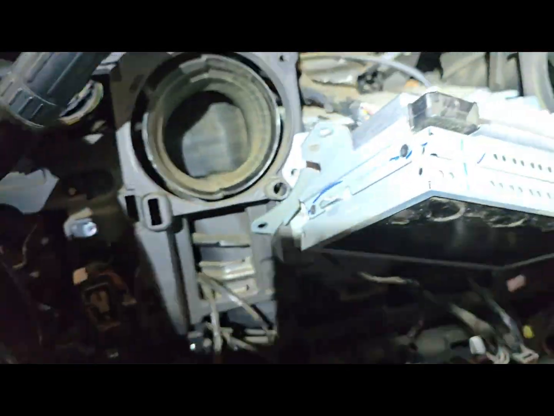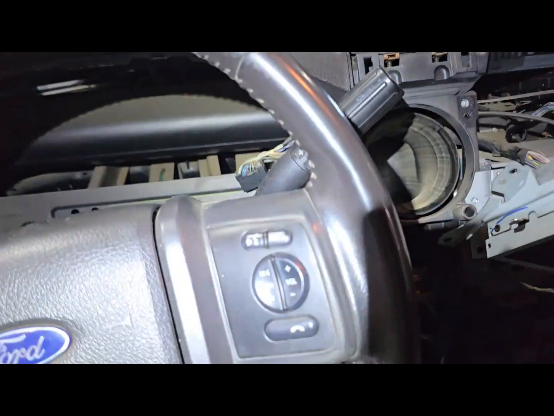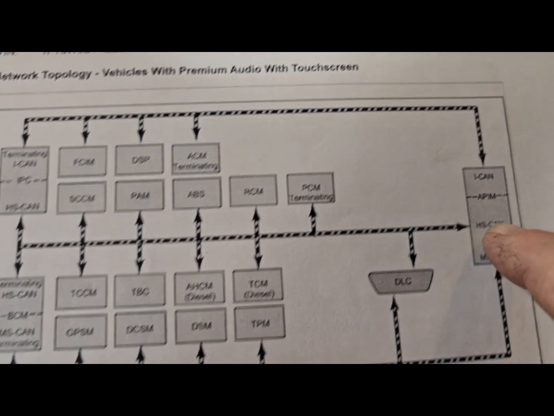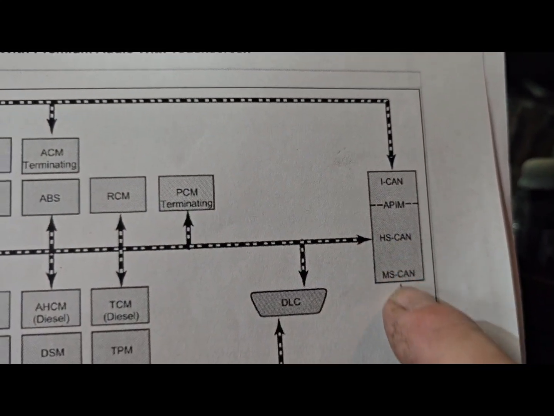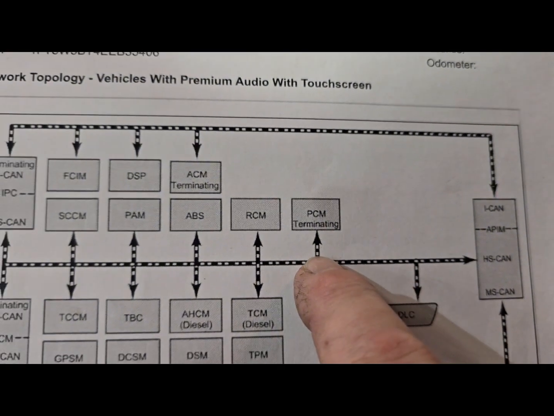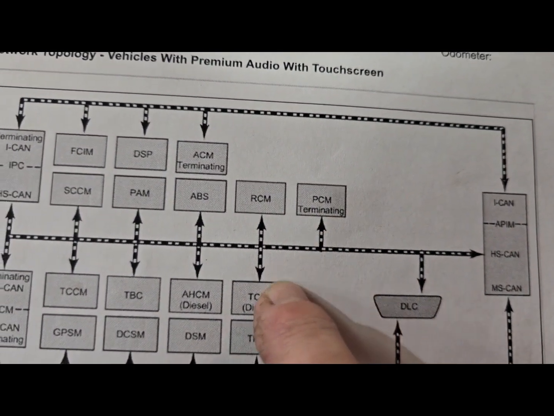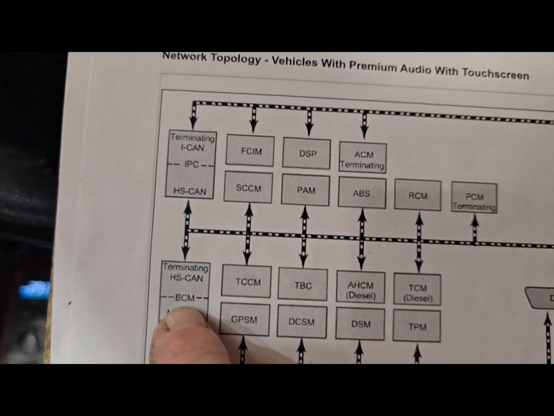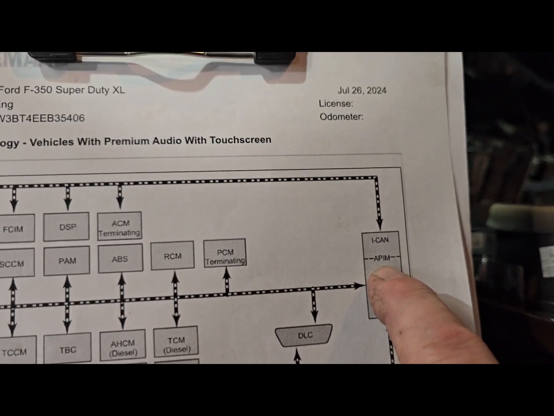So this APIM makes a huge difference. Now the weird thing is, this APIM here does not have a terminating resistor in it. It just comes right over here. The terminating resistor is in the PCM and the BCM. So something happens when I disconnect this.